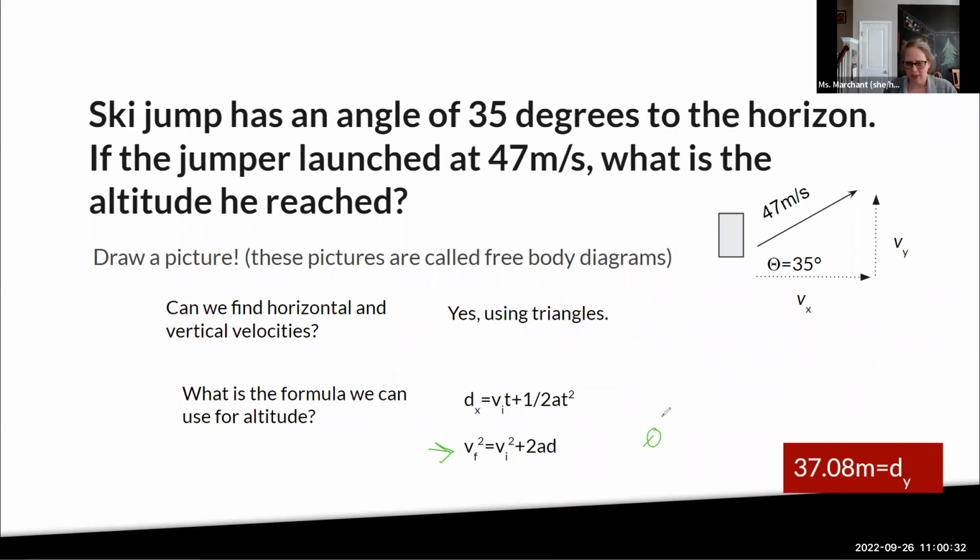Velocity final squared, 0 squared, is equal to velocity initial squared. That is my 47 times what? Sine of 35, because I need my velocity in the y direction, plus 2 times acceleration in the y direction. What's pulling me down? Gravity. I'm going up and gravity's pulling me down. Those are opposites, so another reason to know it's 9.8. And then my d. I'm going to solve that for d, and I get 37.08 meters for my distance in my y, or my altitude, or my height.